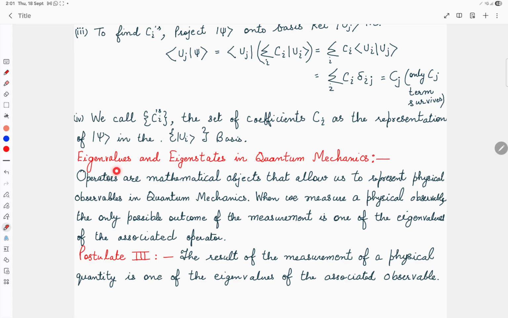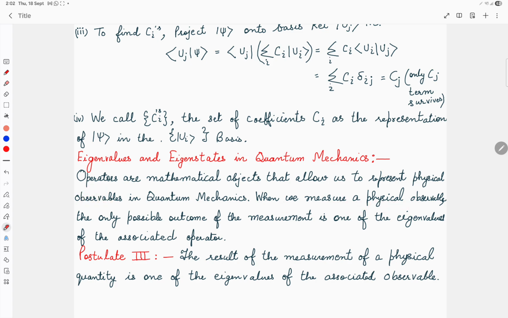Now, let us discuss eigenvalues and eigenstates in quantum mechanics. We have operators in quantum mechanics. Operators are basically functions which are performed on the quantum states. Operators are mathematical objects that allow us to represent physical observables in quantum mechanics. There are two terms, operators and observables. The operators which are measurable will be called observables. So when we measure a certain property of the quantum system, that will be termed as the observable.